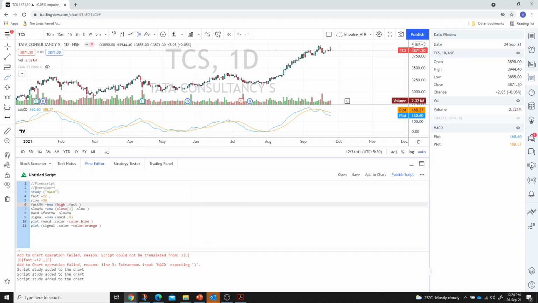This is where the data window becomes important. When you're writing scripts, it tells you what the data is. So if you see the plot, it is easier for me to debug and so on.